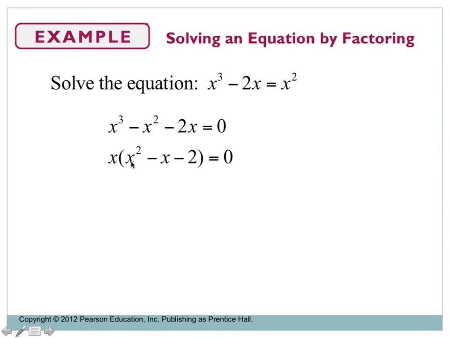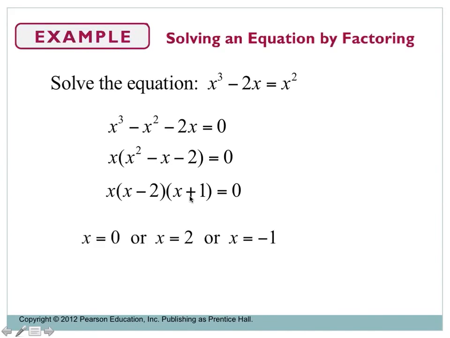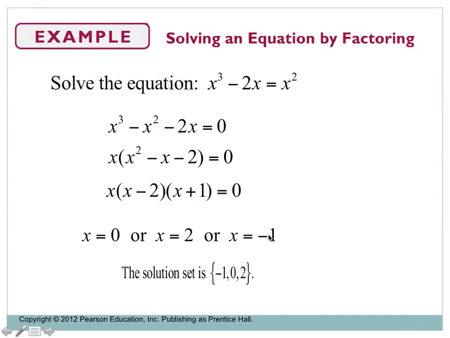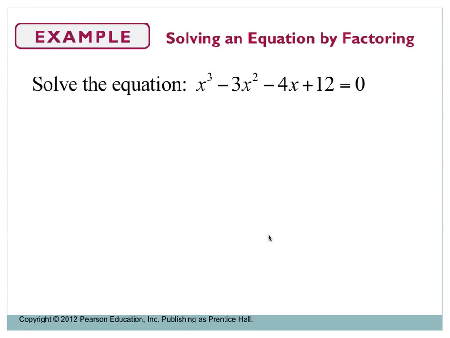So you have x times x squared minus x minus 2 equals 0. And this further factors into x minus 2 times x plus 1. So we're left with x times x minus 2 times x plus 1 equals 0. And our solutions are just going to be x equals 0, x equals positive 2, and x equals negative 1. So we have negative 1, 0, and 2 as our solutions.